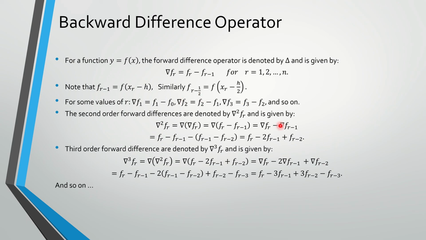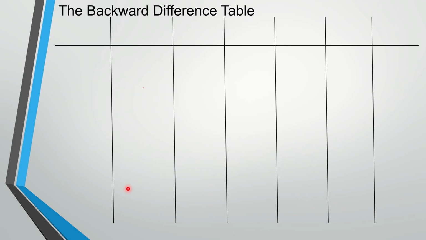Okay, the same thing for second order as well, the same thing for third order as well. You see we have the same coefficients, just the difference in the values of f_r. यहाँ पे वही coefficients है, 1 minus 2 1, यहाँ पे 1 minus 3 3 minus 1, next होगा 1 minus 4 6 minus 4 1. Okay, so yeah, that's the backward differences.